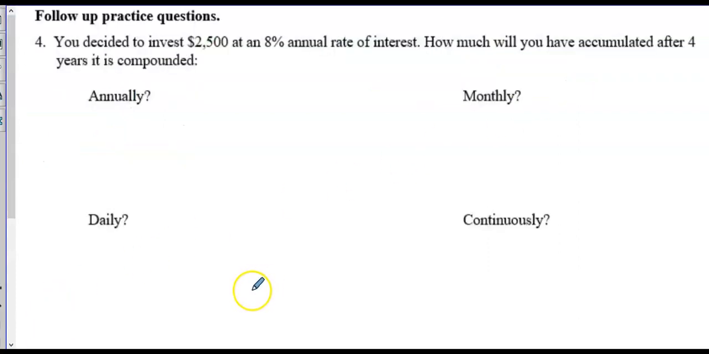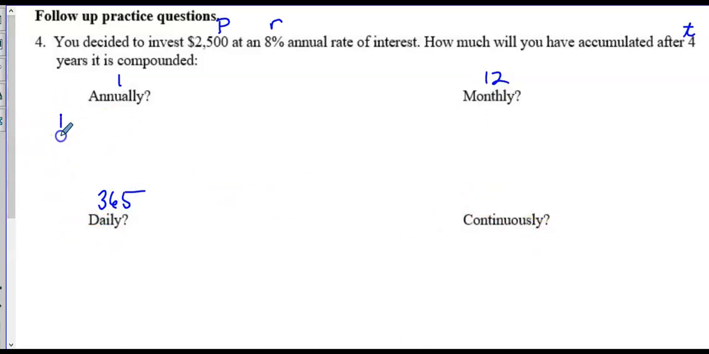This next section is much easier because the amount is the part that's missing. You've invested $2,500, or you want to invest $2,500 at an 8% annual rate of interest. How much will you have accumulated after 4 years? It's compounded. So this is our time. So we're given our time this time. This is our principal, and this is our rate. What we're looking for is our amount. Our annual, monthly, daily, continuously. These are our number of compounds. So we have a 2, a 12, a 365, and then of course we'll use E over here.